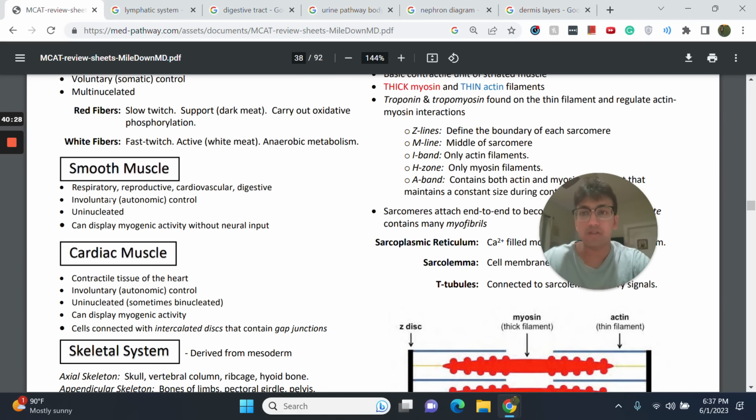And hopefully you know that this is involuntary, right? You don't control some of these things, right? You don't control your heart beating. You don't control like your stomach releasing acid. So these are autonomic control. They're uninucleated. And you should know that they can have myogenic activity even without any neural input. So your brain doesn't even have to be involved for some of these things.